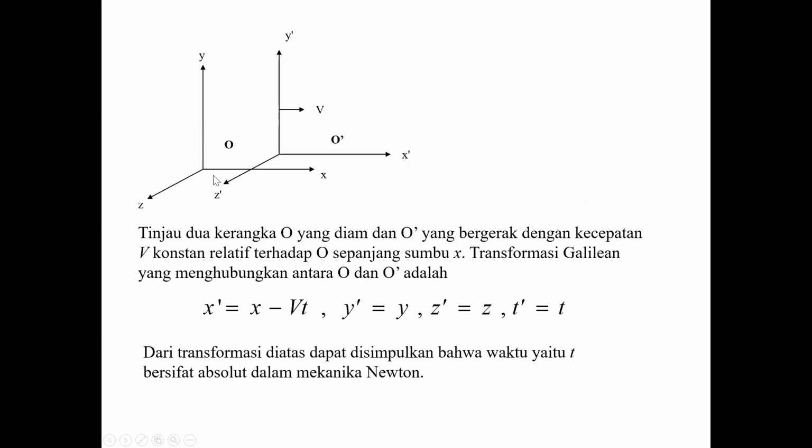So basically, this is the Galilean transformation. For example, if you have a reference O and O prime, O prime is moving along the x-axis of O with the velocity v, something like that. So this is the Galilean transformation.